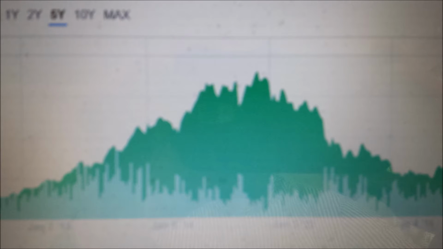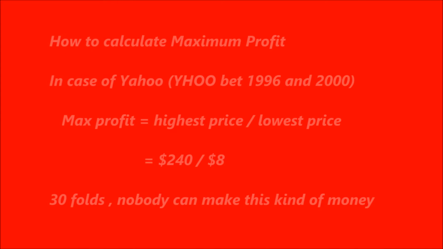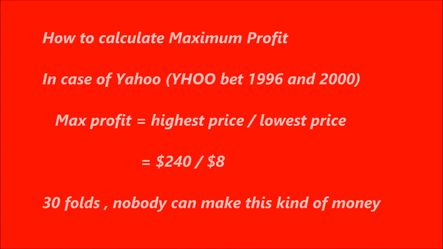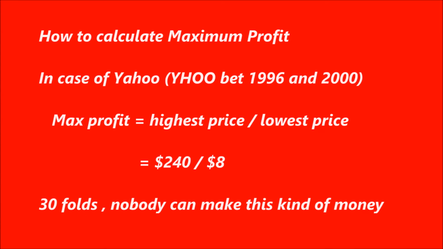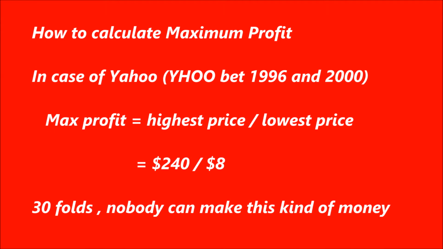This is the graph of Micron, symbol MU. Just look at the perfect symmetry, the almost perfect pyramid. How do you calculate your max profit? Your max profit is done by dividing $240 by $8, which makes it 30 folds.